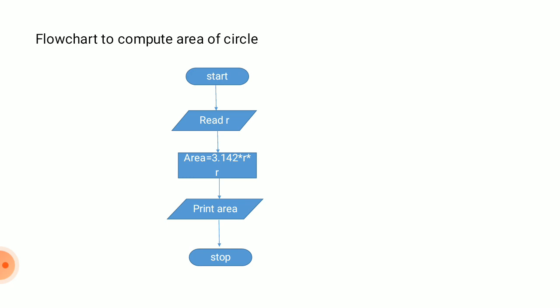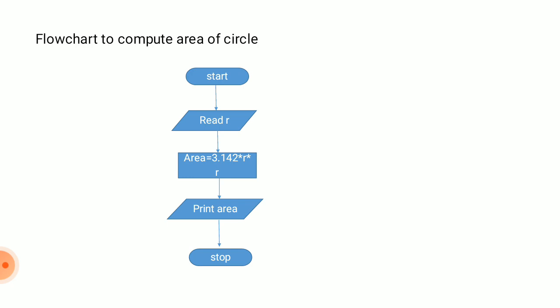Next, here also we are using the same formula, that is area is equal to 3.142 into r into r. So r is what? Input, that is radius, so that you are reading. How to read the input in the flowchart? To read the input, the symbol used is a parallelogram. And to read the input and to write the output, the same symbol is used, that is a parallelogram. So the input value is r, that is the radius, so that we are using in this symbol.